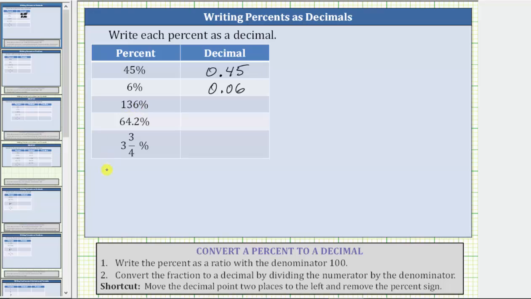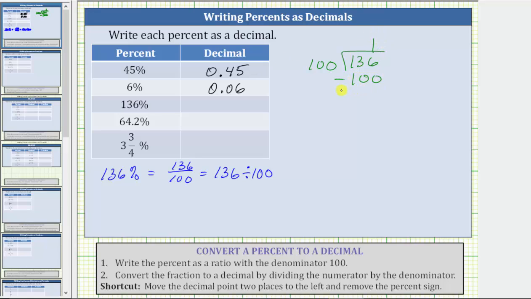Next we have 136%, which as a ratio or fraction is equal to 136 over 100, which as a quotient is 136 divided by 100. Let's determine the quotient. We begin by determining how many 100s in 136, which is 1. 1 times 100 is 100. Subtract, the difference is 36. And now we place a decimal to the right of the 6, move it up to the quotient, add a 0, bring it down. And there are 3 100s in 360.